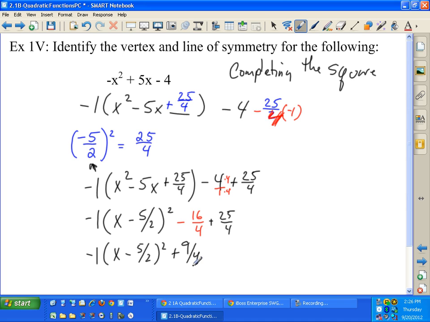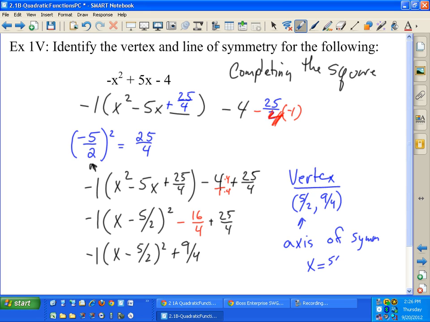And so there, my vertex, which is kind of an ugly vertex in this case, is going to be the opposite of what I see in here, 5/2, and exactly what I see on the outside, 9/4. So there's my vertex. And remember, the axis of symmetry comes from the x value of the vertex. So my axis of symmetry should be x equals 5/2.